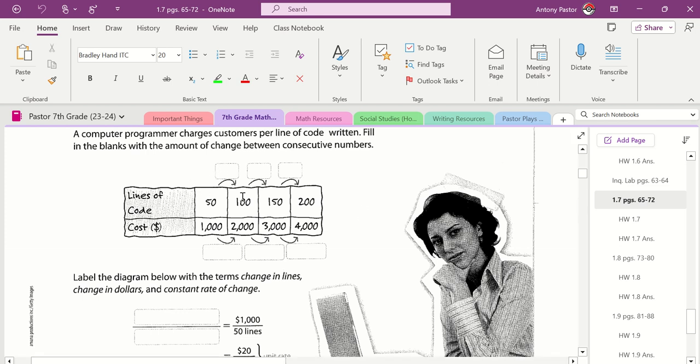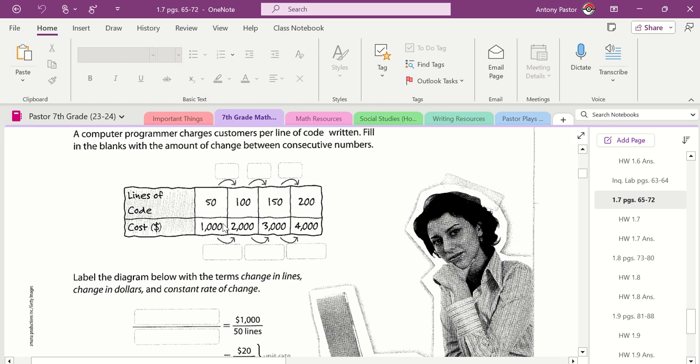Notice that the rate changes the same every single time. So 50 goes to 100. It's a difference of 50. We would write 50 here. From 100 to 150, it changes 50. From 150 to 200, it changes by 50. And down here, the cost will change 1,000 each time. So for every 50 lines of code this programmer does, he's going to charge 1,000.